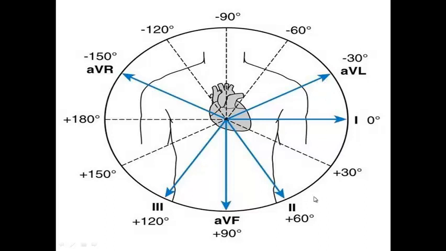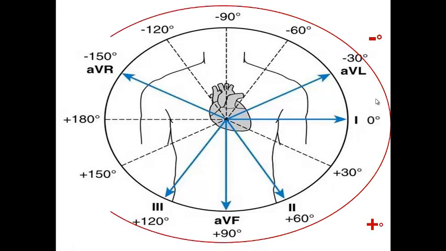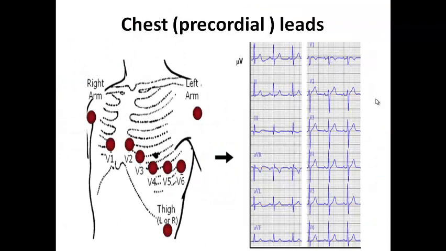And here we can draw the complete circle in order to understand where these numbers come from. So here, as we said, the upper half of the circle is in minus and the lower half in positive degrees. Now we are going to move to the chest or the precordial leads.